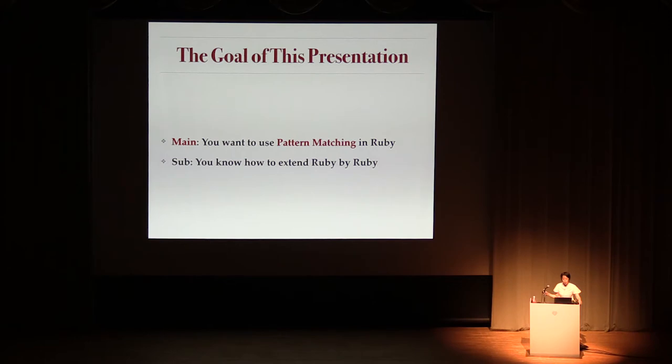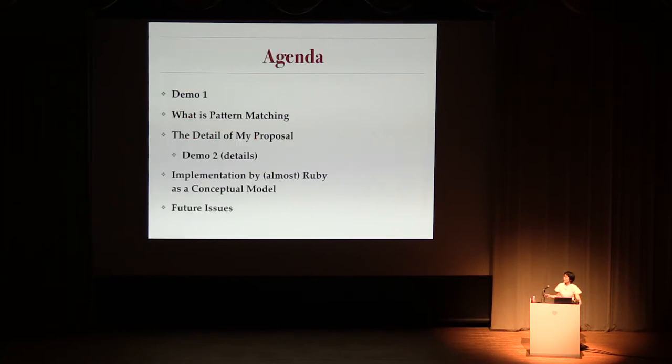The main goal is that you want to use pattern matching in Ruby. And the sub-goal is that you know how to extend Ruby by Ruby. For my pattern matching, I wrote only several lines of C language and almost all of it in Ruby. So I will introduce how I did that later. So this is the agenda. First, I show my pattern matching's basic usage. Next, I talk about what pattern matching is and show the details of my proposal. Next, I introduce my implementation. And last, I talk about future issues.